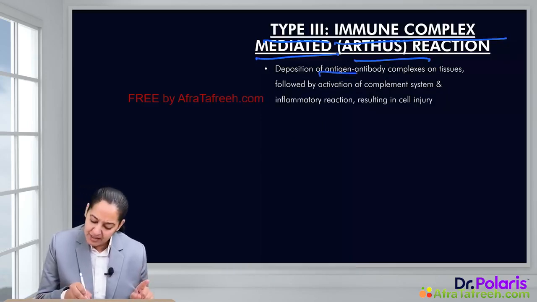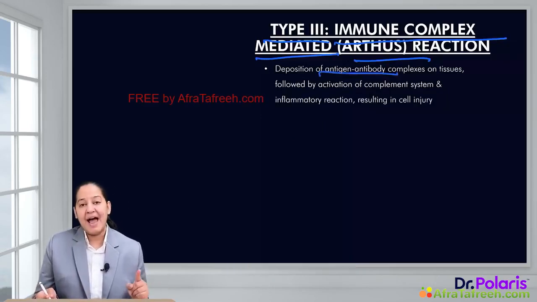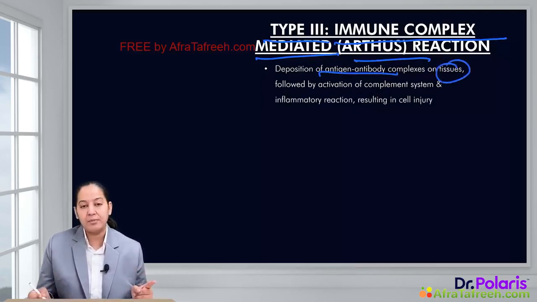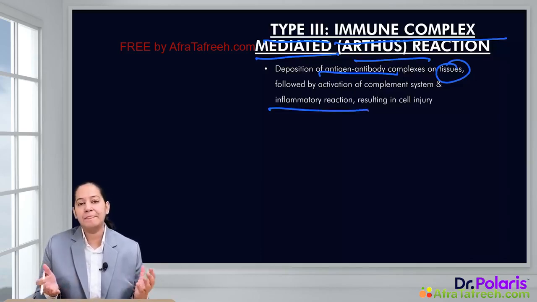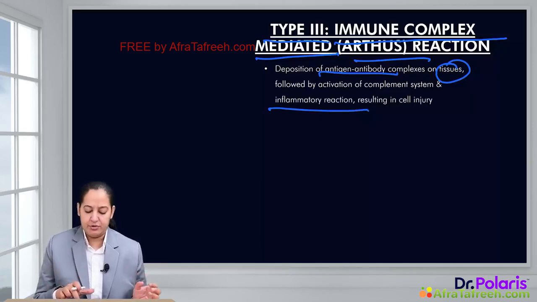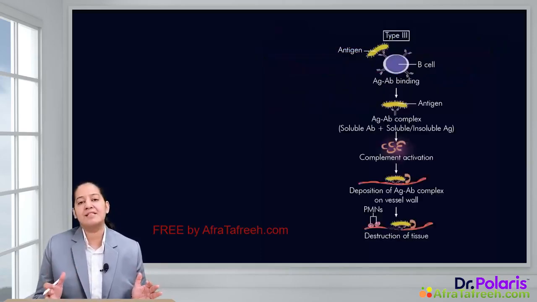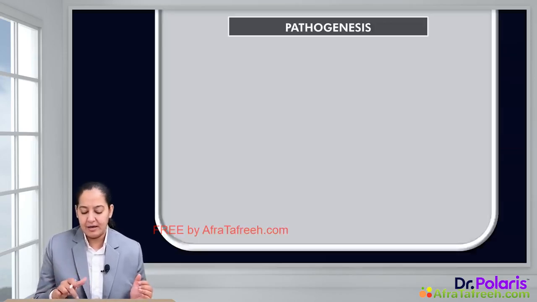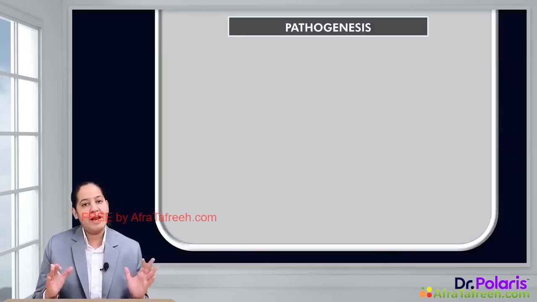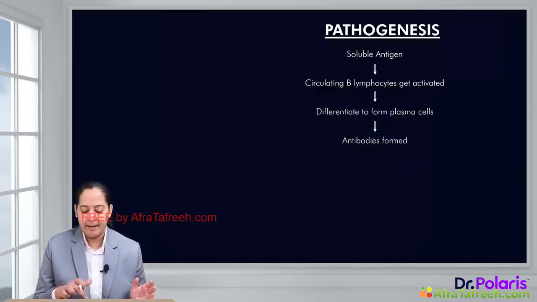Here also antigen antibody complexes will be formed, but the antigen antibody complexes will be deposited on the tissue from the circulation and then cause an inflammatory reaction in the tissue, leading to the destruction of the tissue cells. So here the complete mechanism is shown in this flow chart. In this diagram, I will be explaining all the steps in detail. Let me start the pathogenesis of type 3 hypersensitivity.